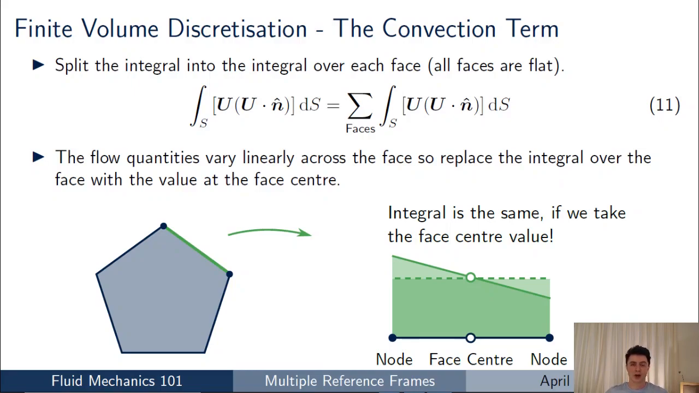And the next thing to note, and this is the trick in the finite volume method, is that because the quantities vary linearly across the face and across the cell, we can replace that integral with the value at the center of the cell. And in order to understand that, just have a quick look at the diagram on the slide. What you'll see is that because the flow quantities vary linearly, you can just take the value at the center and then multiply by the area. And that will give you the same area in green under the curve. So the integral is the same as long as you take the value at the cell centroid, the face center.